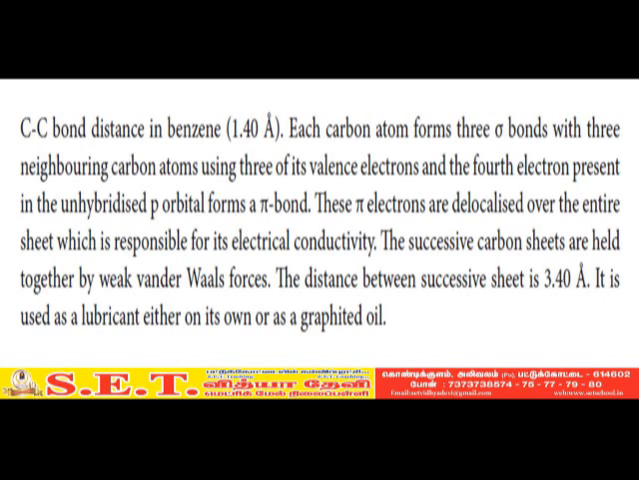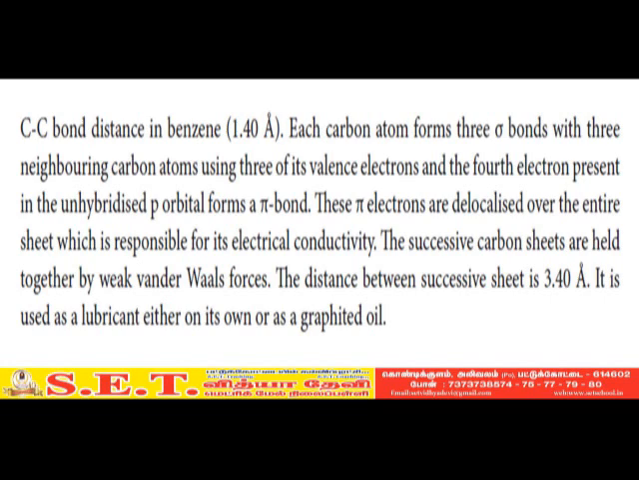Valency, already I told in 11th standard, valency of the carbon is 4. So of the 4 electrons, 3 electrons are bonded to neighboring atoms, only the remaining 1 electron is unpaired. So it is called a pi bond. It has a pi bond. The pi bond electrons are delocalized. Delocalization means it is moving from one place to another place. Over the entire sheet, which is responsible for its electrical conduction. The free electrons are delocalized among the structure, so it conducts electricity.